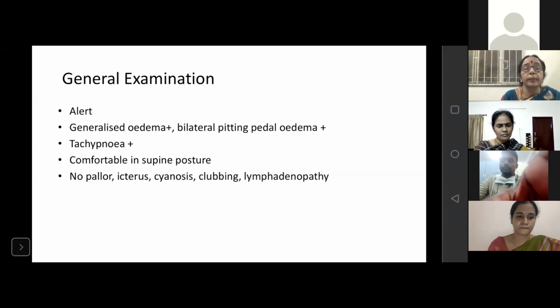Naveen. Yes, ma'am. Going on to examination of the child, general examination, the child looked alert. There was generalized edema involving face, limbs, abdomen, and both lower limbs. The edema was bilateral pitting pedal edema. The child was tachypneic. Even though she was tachypneic, she was comfortable in supine posture with a minimal head elevation. There was no pallor, icterus, cyanosis, clubbing, or significant lymph node enlargement.